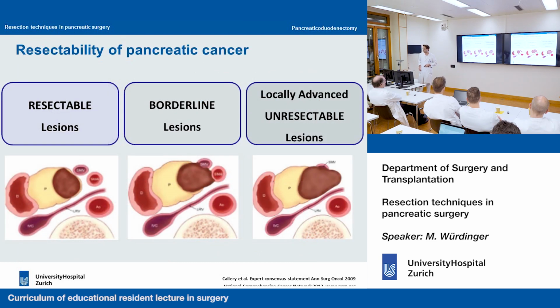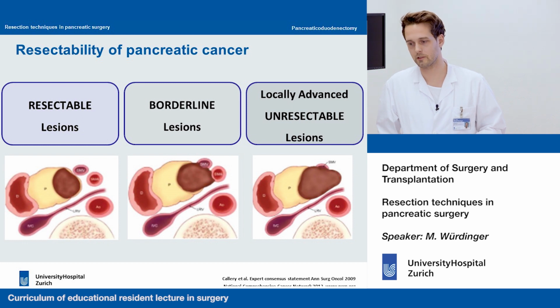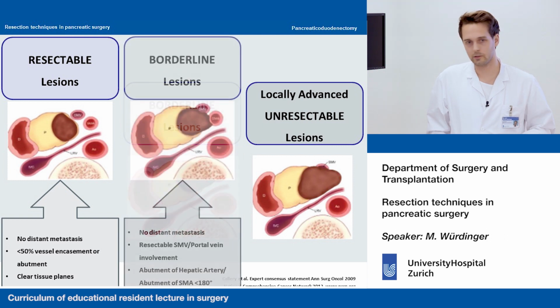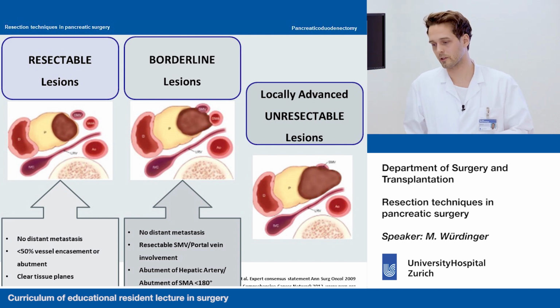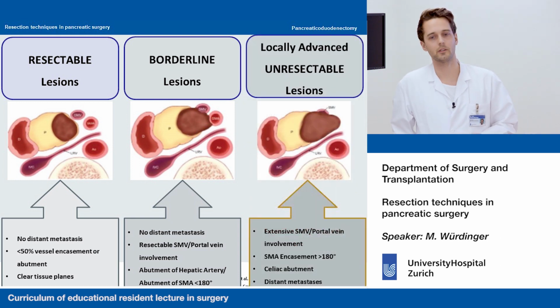Then the pancreatic cancer is divided into resectable lesions, locally advanced lesions, that means unresectable lesions, and borderline resectable lesions. The resectable lesions have no infiltration of any vessels and clear tissue planes. The borderline resectable lesions have infiltration of the veins that can be resected, but no infiltration of the arteries, and also no encasement of the arteries of more than 180 degrees. And the locally advanced tumors have also an infiltration of the arteries or an encasement of the arteries of more than 180 degrees.